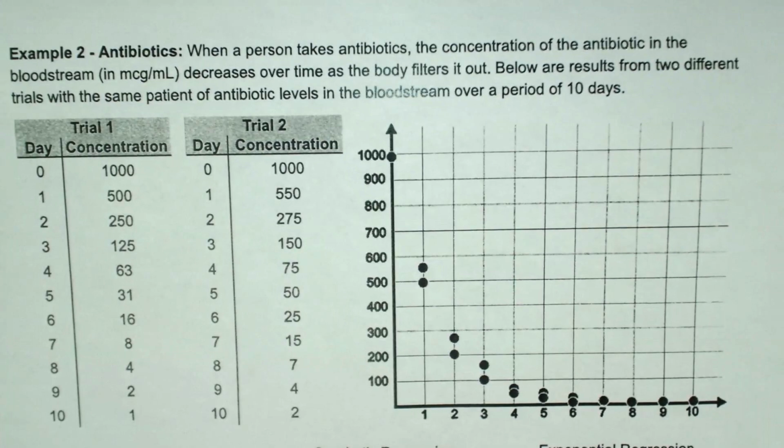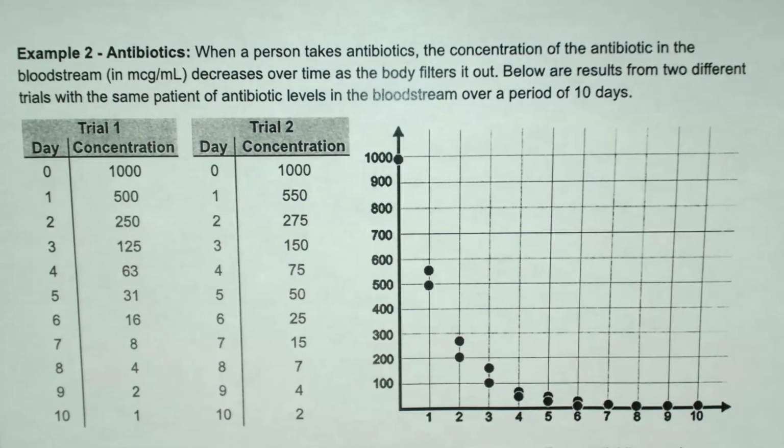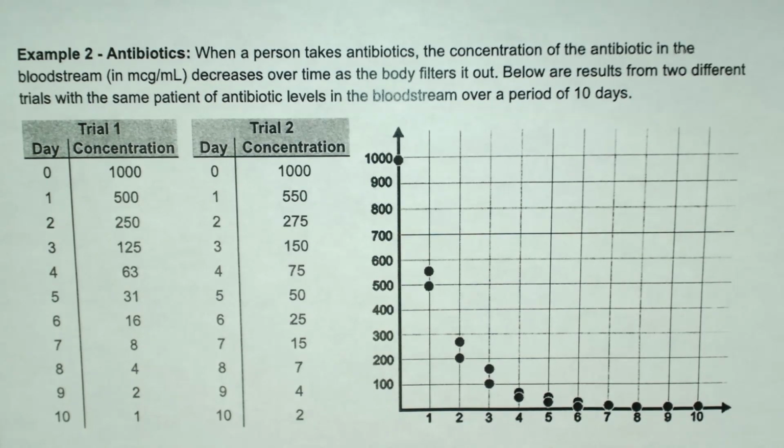Example 2, antibiotics. When a person takes antibiotics, the concentration of the antibiotic in their bloodstream, here it's in micrograms per milliliter of blood, decreases over time as the body filters it out. Below are the results from 2 different trials with the same patient of the antibiotic levels in their bloodstream over a period of 10 days.